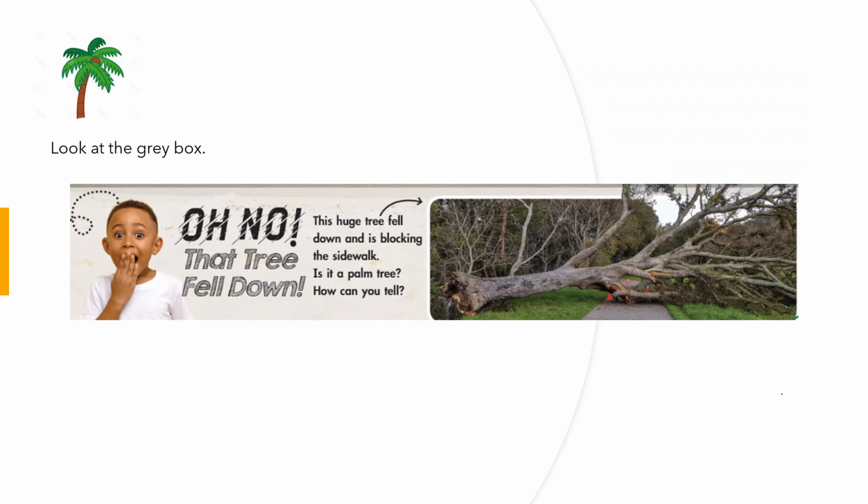Look at the gray box. Oh no, that tree fell down. This huge tree fell down and is blocking the sidewalk. Is it a palm tree? How can you tell? I know this is not a palm tree because it has a stiff trunk and lots of branches. This tree did not survive a storm or the strong winds.